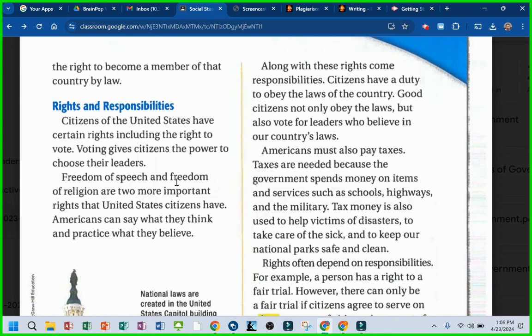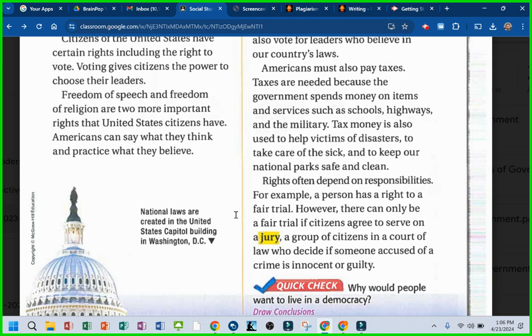Along with these rights come responsibilities. Citizens have a duty to obey the laws of the country. Good citizens not only obey the laws, but also vote for leaders who believe in our country's laws. Americans must also pay taxes. Taxes are needed because the government spends money on items and services such as schools, highways, and the military. Tax money is also used to help victims of disease and disasters, to take care of the sick, and to keep our national parks safe and clean.